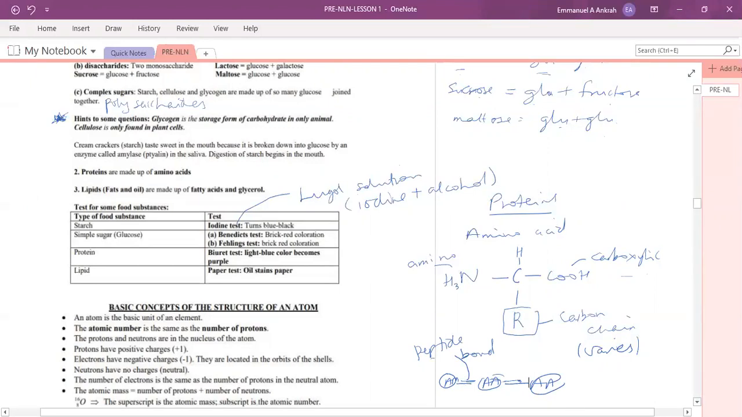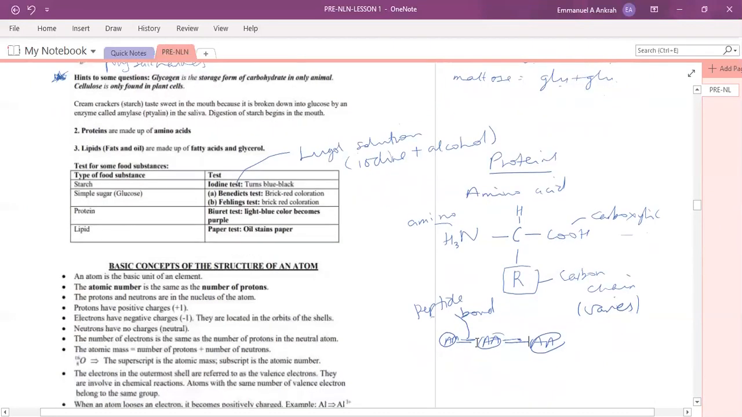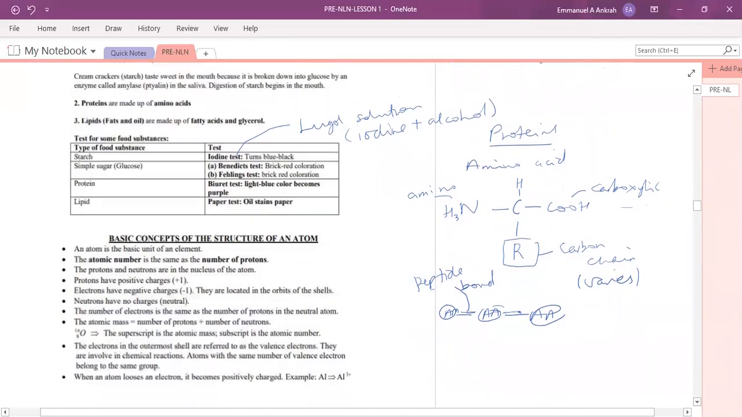So just remember the peptide bond exists between amino acids, formed between the amino end and the carboxylic end. Okay, so that's the proteins. We'll talk about protein synthesis another time or later. Then the next one is lipid, fat, and oil.